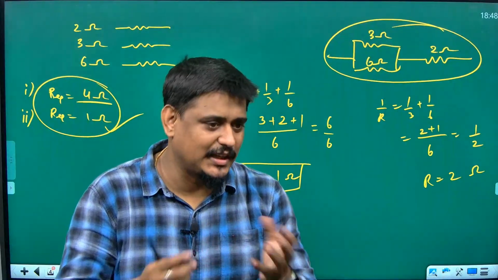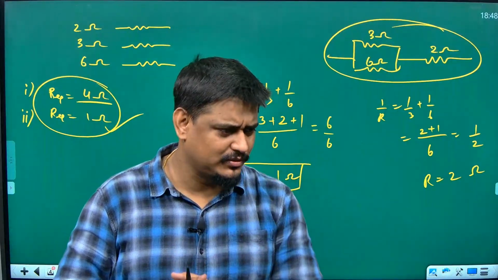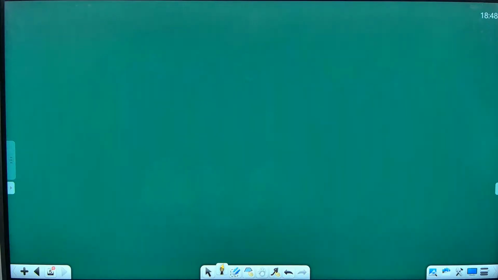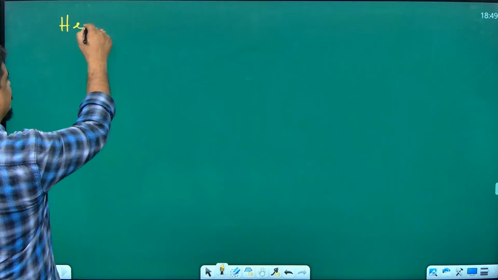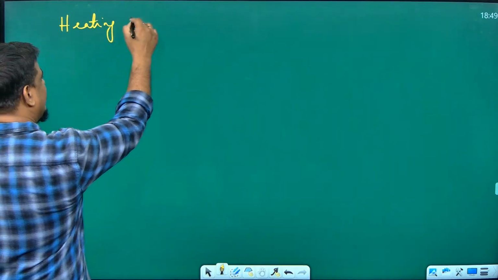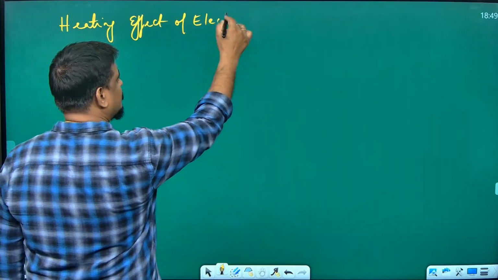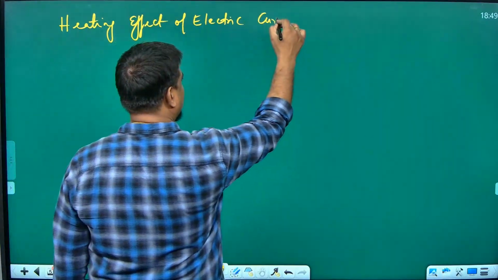Let us learn today's class topic. One small topic is there, we'll finish the topic. Okay? Give the heading as heating effect of electric current.